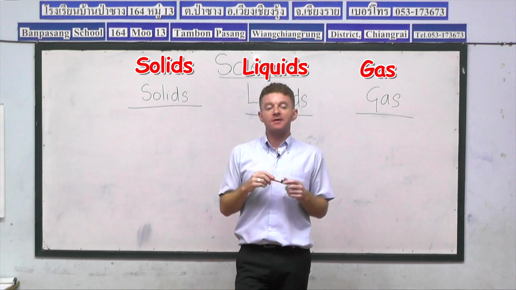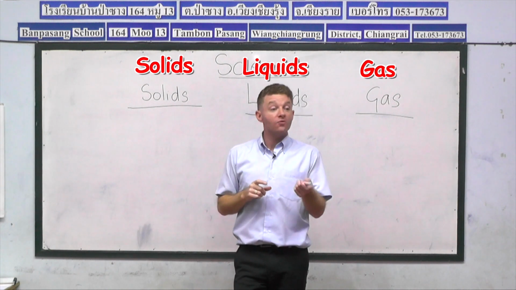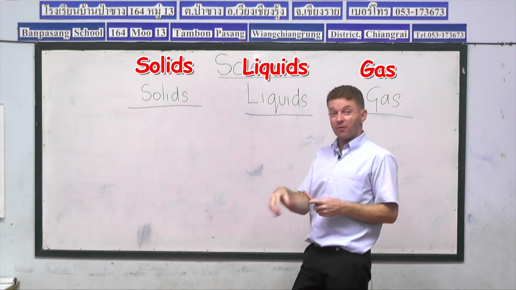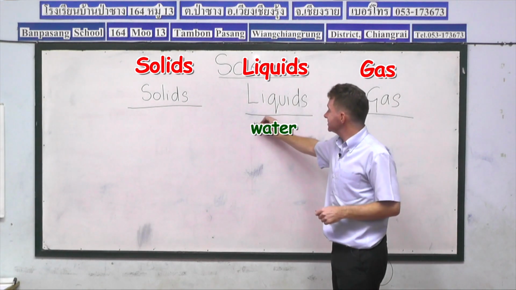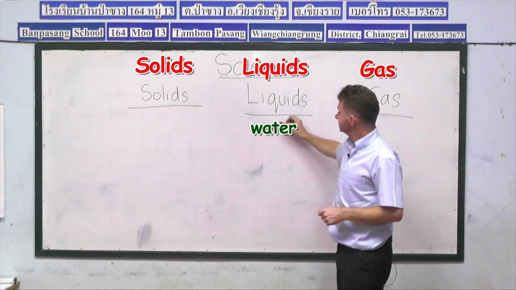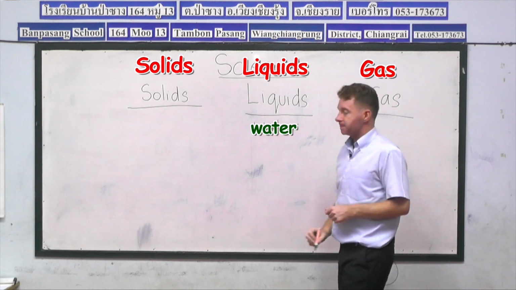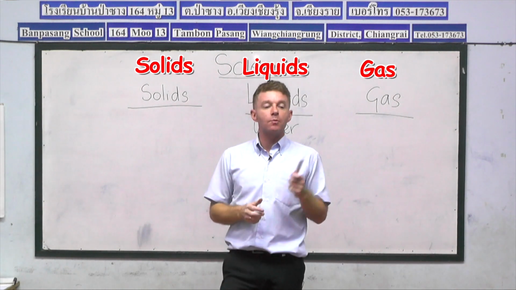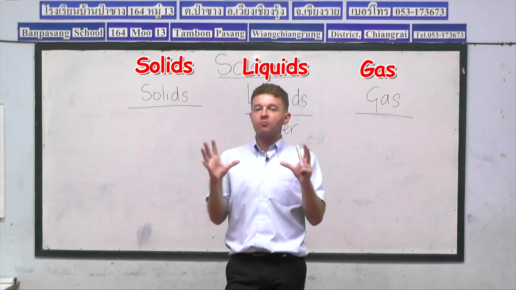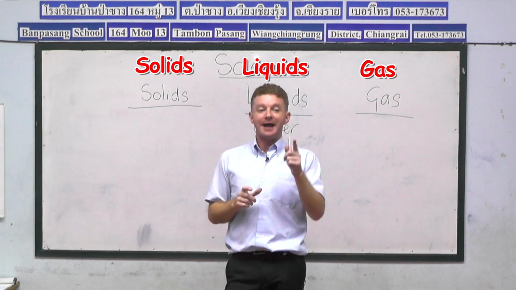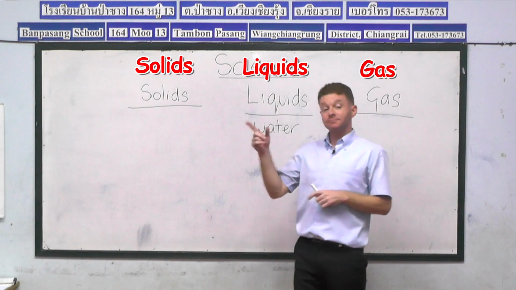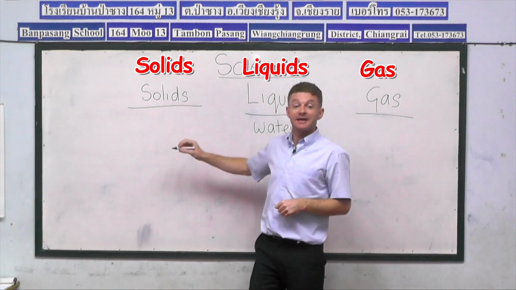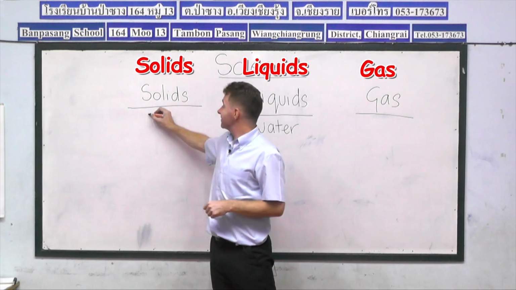What type of matter is water? Water is a liquid. It's wet and soft to touch. Water is a liquid. Okay, so we've got water as a liquid. But what happens when we freeze water? What happens when water becomes hard? Ice. So if water becomes solid or becomes ice, it is a solid.